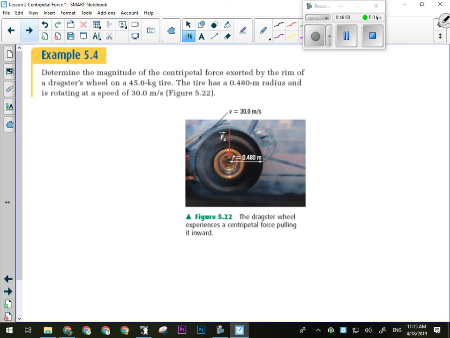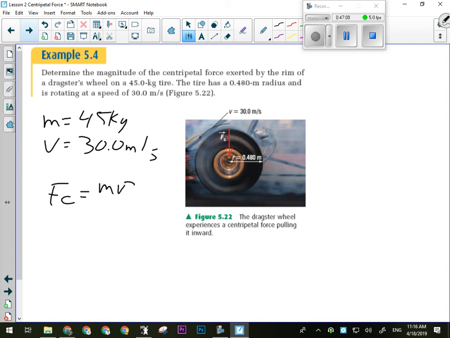Yeah. Okay. All right, so here's what we have. We've got the mass. The tire is 45 kilograms. We know it's rotating at 30.0 meters per second. And we're trying to find the centripetal force that holds it on the wheel. So centripetal force is mv squared over r. And sorry, we know the radius too. We know it's 0.480. So all we have to do is plug in our numbers here. We got 45 kilogram tire multiplied by 30 squared divided by 0.480.